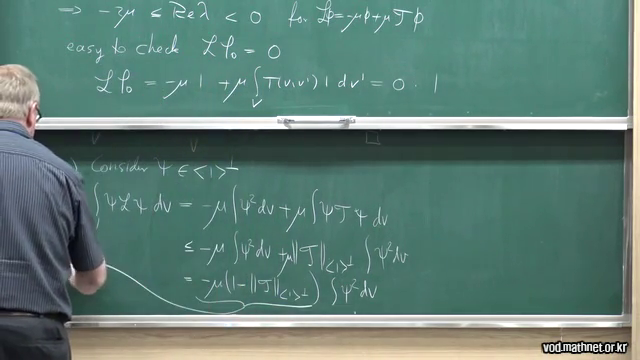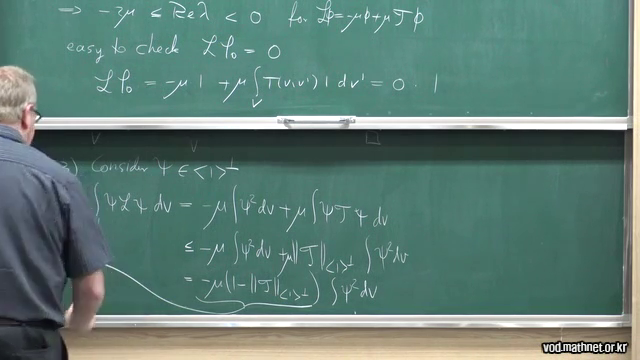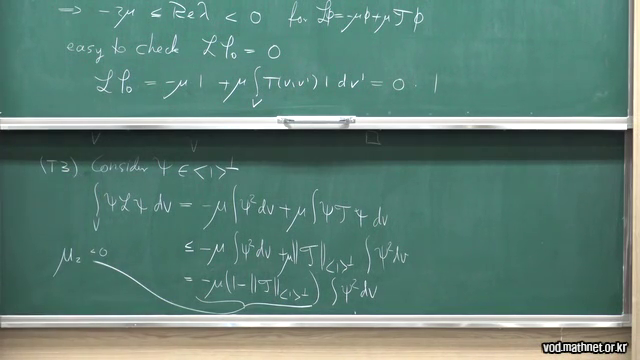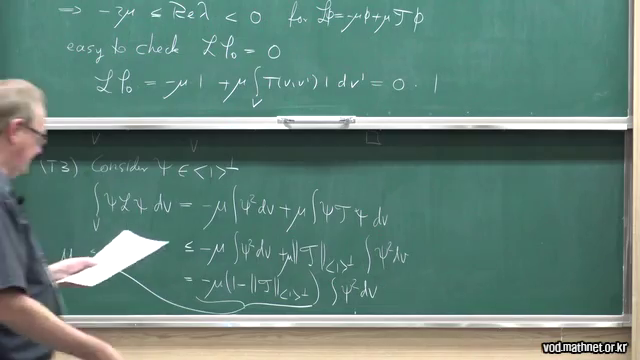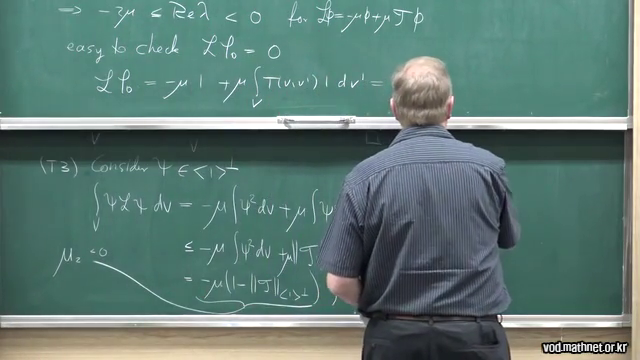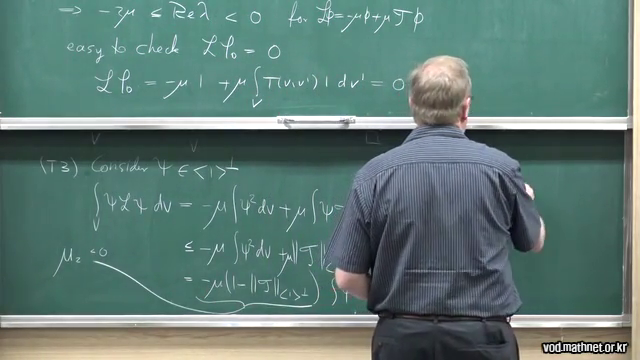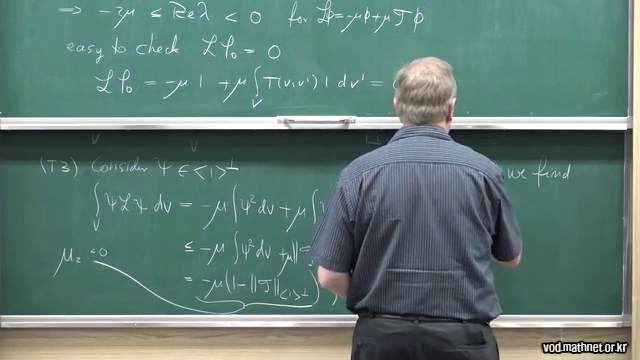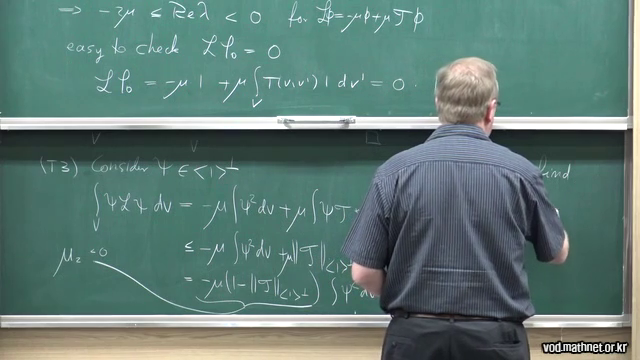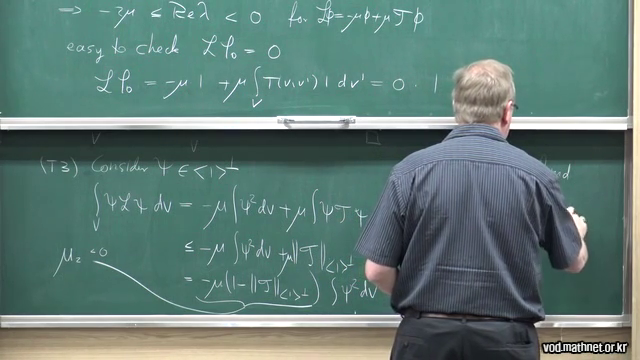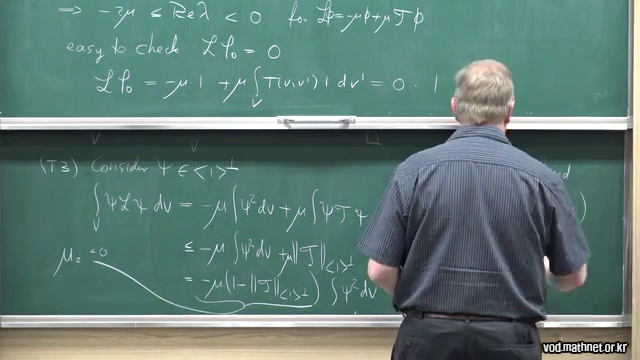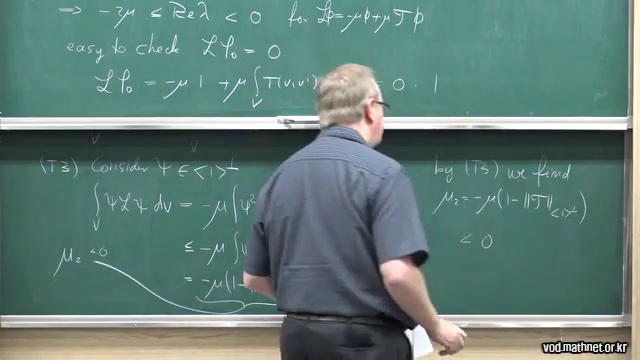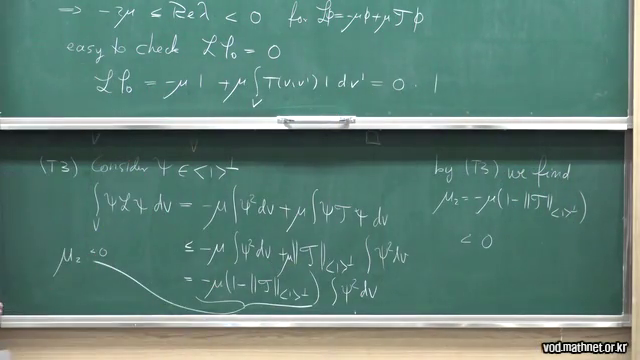I call this mu2, and this is less than 0. And this is only less than 0 if the norm of t is less than 1. And this is what I assumed in T3. So, by assumption T3, we find mu2, which is minus mu 1 minus norm of t in the orthogonal complement, is less than 0. And this is another condition which I need.